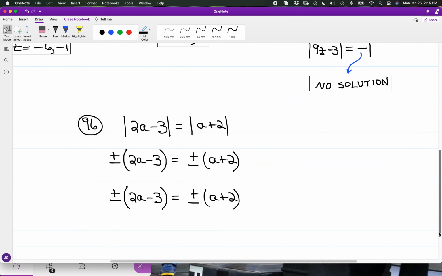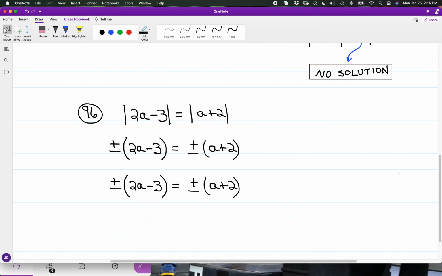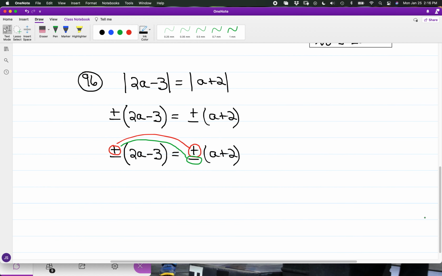Okay, and the way to go about this, I'm going to stick with just the positive of 2a minus 3. So I can set up a couple of equations. One is linking both positives together, and the other, if I keep the positive of 2a minus 3, I can set up another equation where I can set this equal to the negative of a plus 2. So I can have up to 4 equations, but I need only 2. And I'll show you why.